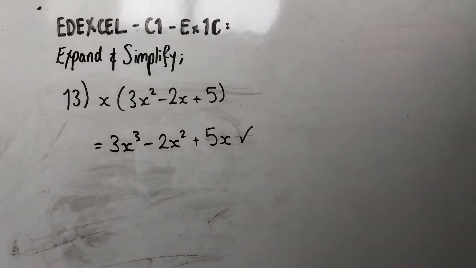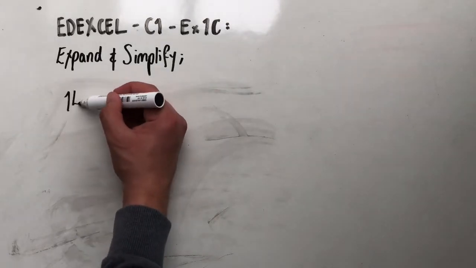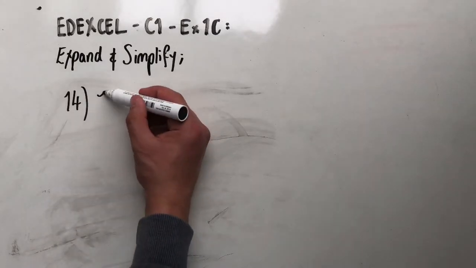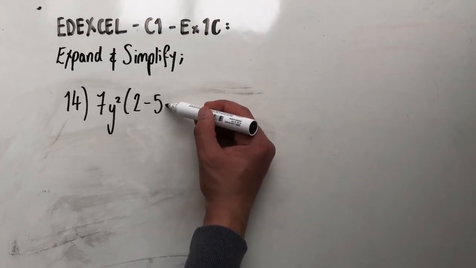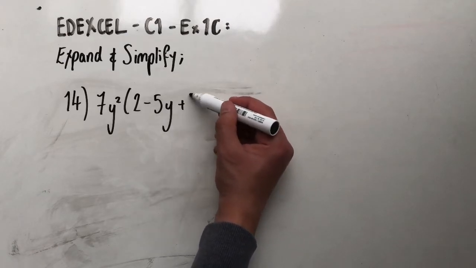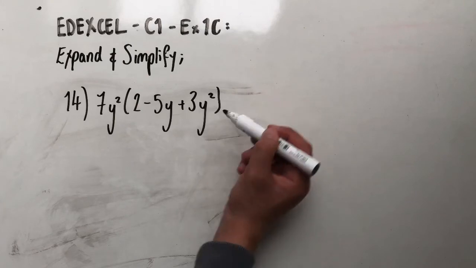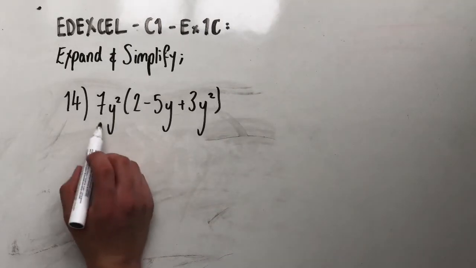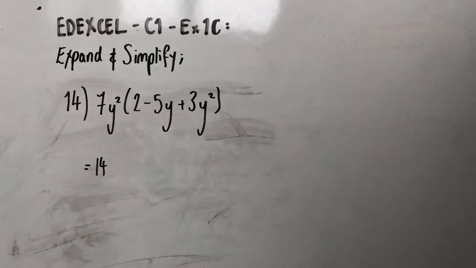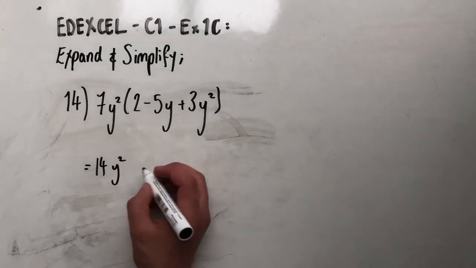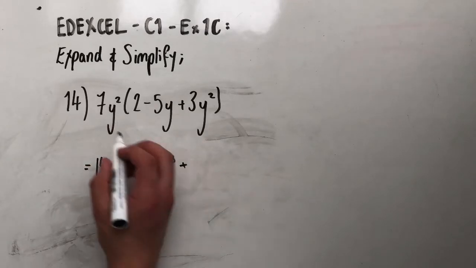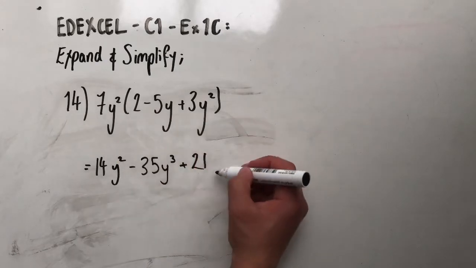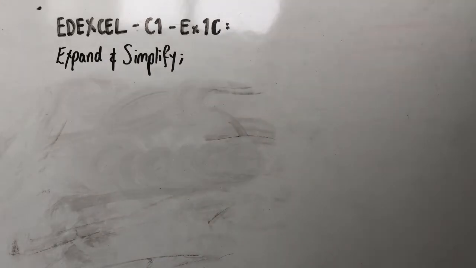Question 14, we have 7y squared, open brackets 2 minus 5y plus 3y squared, close brackets. Now this one we have 3 terms inside the brackets, just like question 13, and we're going to times 7y squared by every term inside the bracket. So 2 times 7y squared becomes 14y squared. The negative 5y times 7y squared becomes negative 35y cubed. And the positive 3y squared at the end, multiplied by 7y squared, becomes 21y to the power of 4.